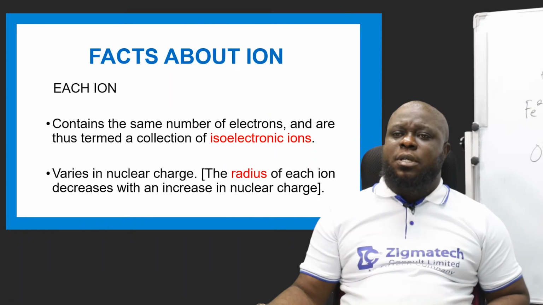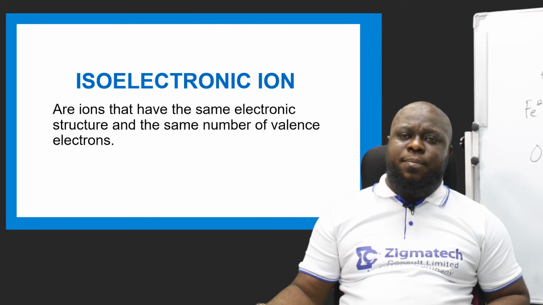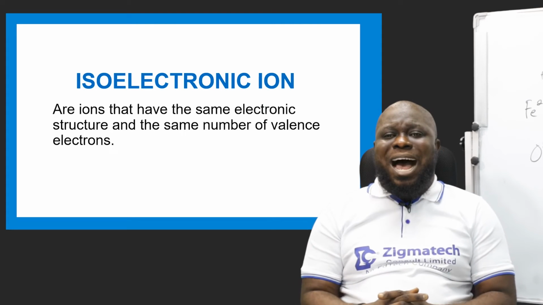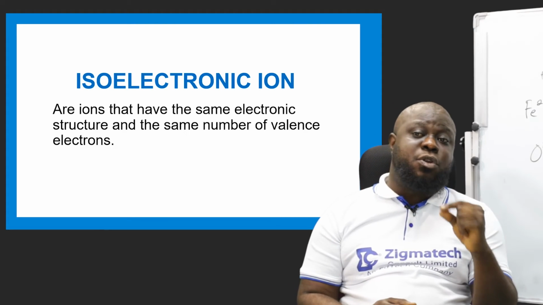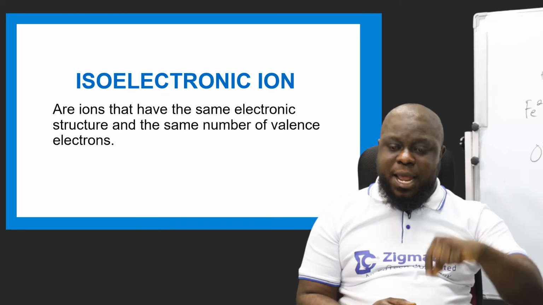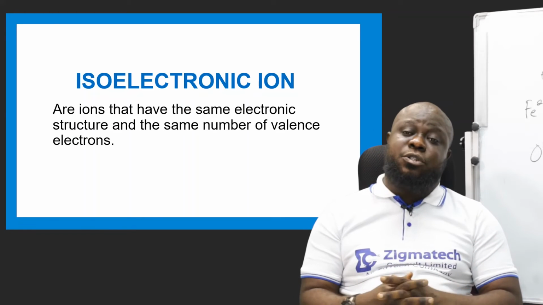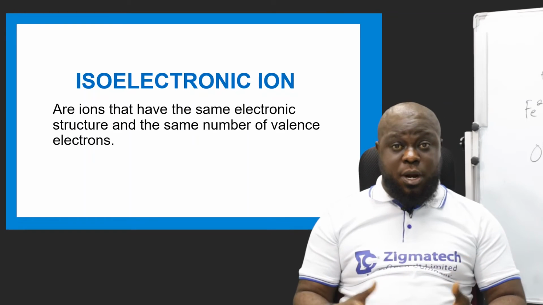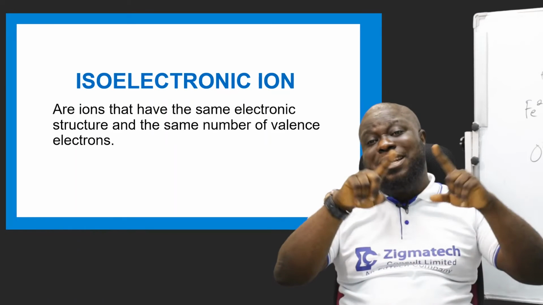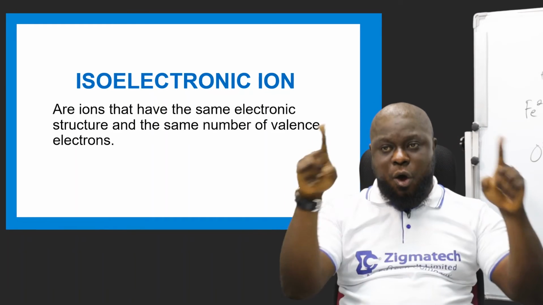Now let's know what isoelectronic ions are. Isoelectronic ions are ions that have the same electronic structure and the same number of valence electrons. You know what valence electrons are? The valence electrons, you already know, are those electrons that are found in the outermost shell of the atom.